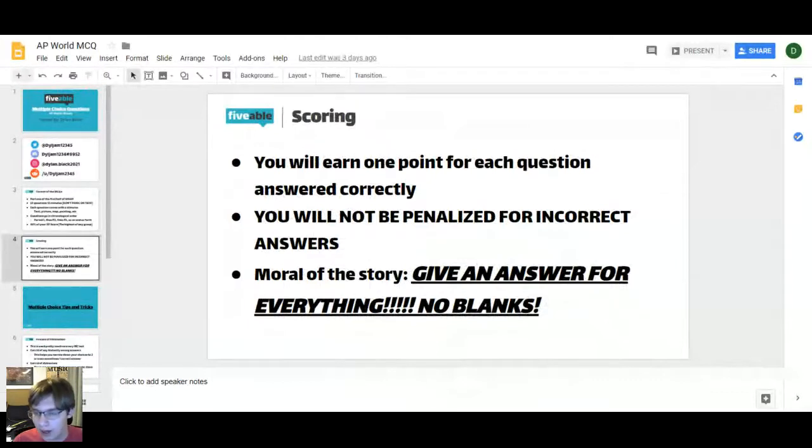If you even just guess, if you try to narrow it down and then guess what you can, that'd be my best advice, because by leaving something blank, you are shooting yourself in the foot, giving yourself 0% chance of getting it right. Whereas if you guess wrong, you just don't get a point. Like you get 0 points. So you're not penalized for any incorrect answers. So like, let's say there were 5 questions. I got 2 right and 3 wrong.